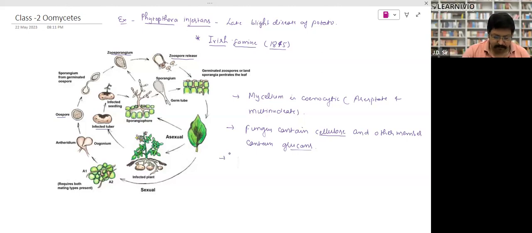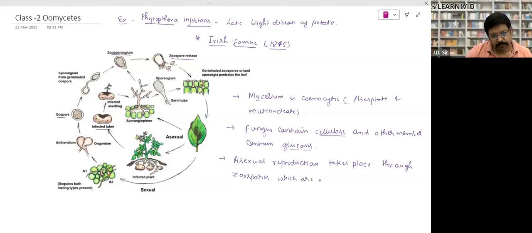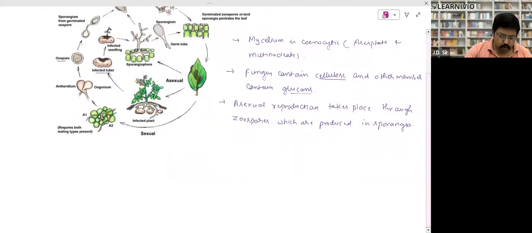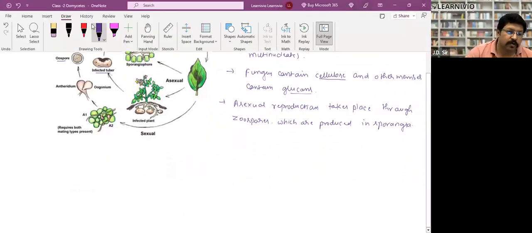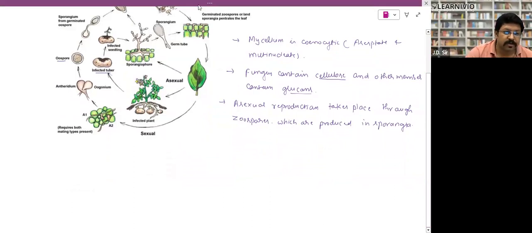The third point is that asexual reproduction takes place through zoospores, which are produced in sporangia, right? Try to understand. Before you ask me, I'll tell you what this sporangia is, by the way. This is represented in this diagram.